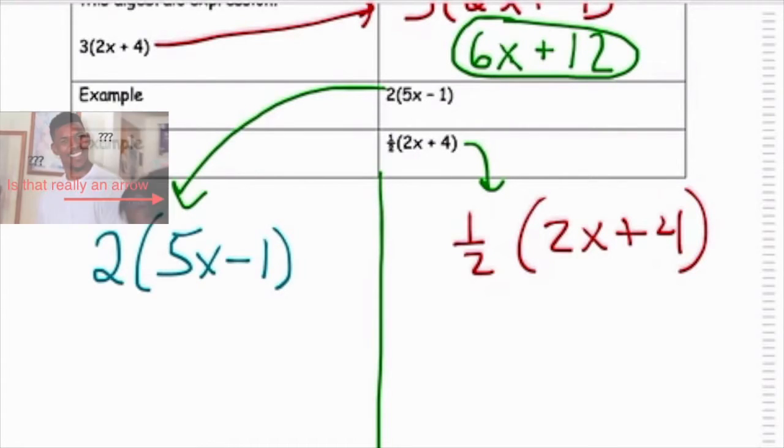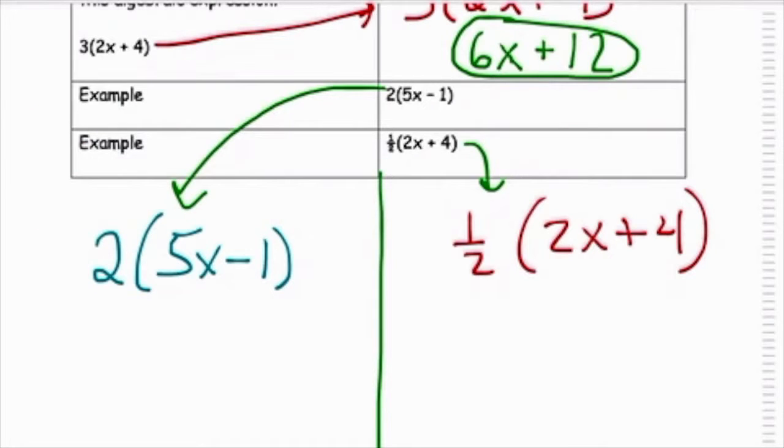Once again, I cannot use PEMDAS here because 5x minus 1 are unlike terms. I cannot combine them. So instead, I'm going to distribute. I'm going to distribute 2 times 5x. 2 times 5x is 10x. And then I'm going to distribute the 2 to the negative 1.